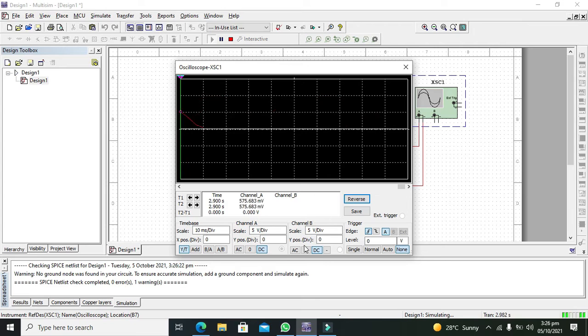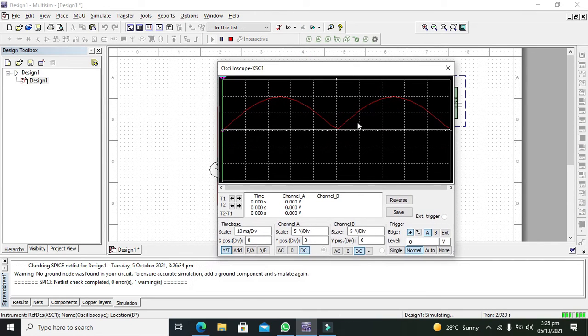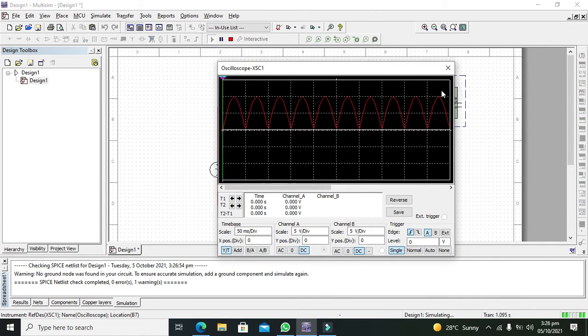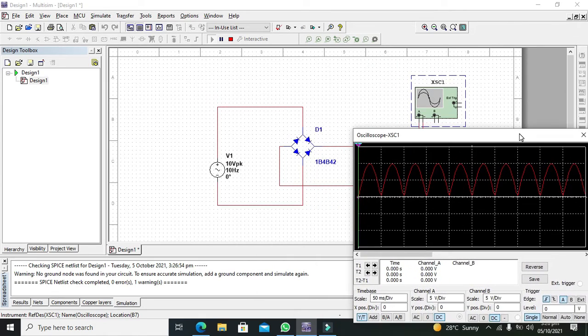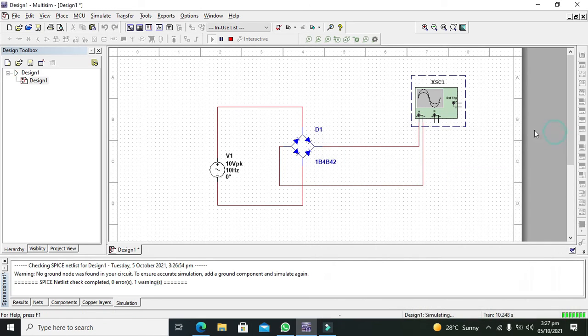Now we are getting our DC output here. You can see that it is fluctuating, or pulsating, DC. Now we will click on yes. Now you can see a complete train of pulses which are DC, not AC, because for AC there must be a negative cycle.